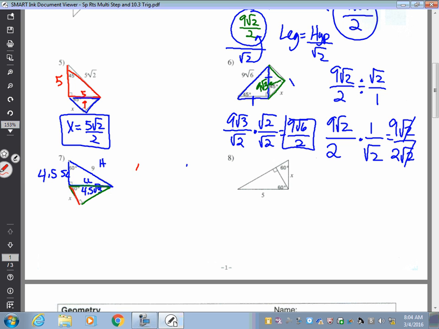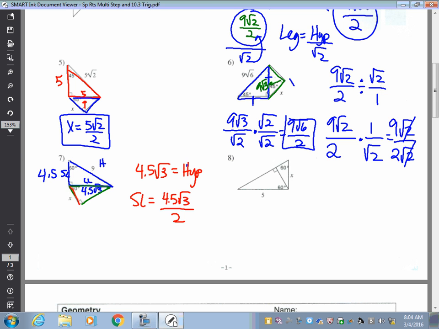All right, the 4.5 square root of 3 is the hypotenuse. So to get to the short leg, all we had to do is take that 4.5 square root of 3 divided by 2. Okay? I did more work than necessary. So that is our short leg. All right, so then you have number 8 to do.